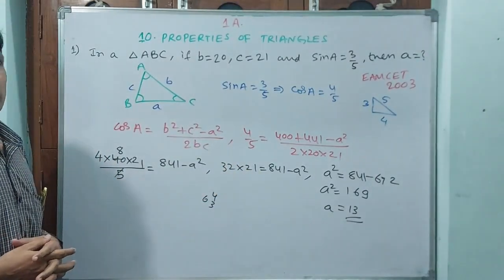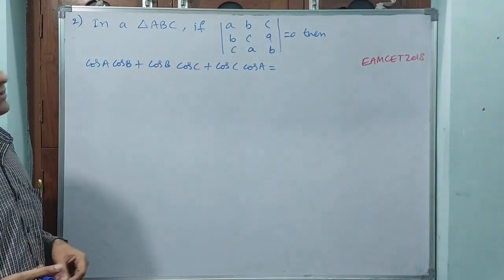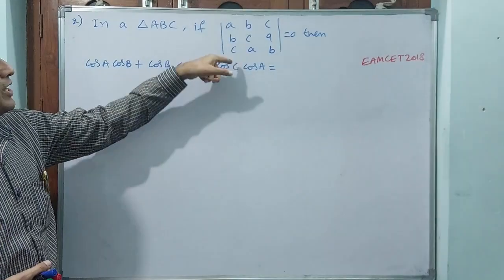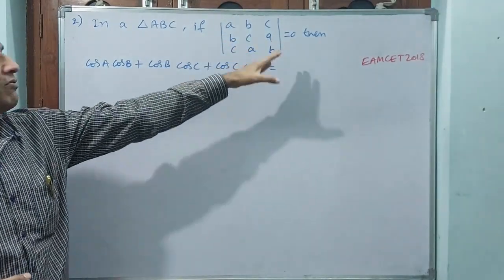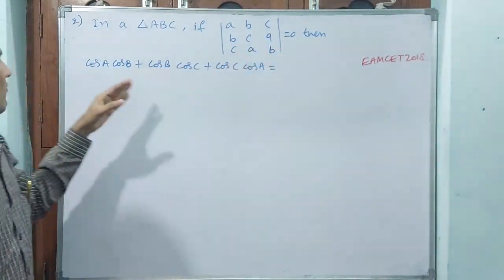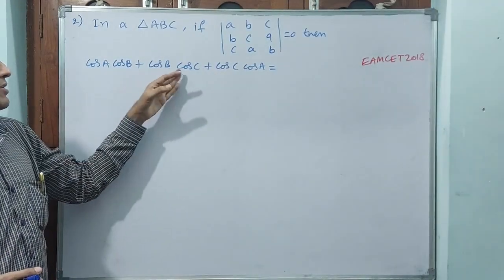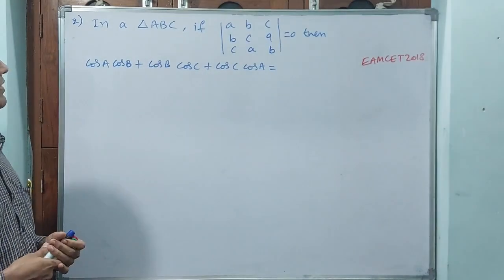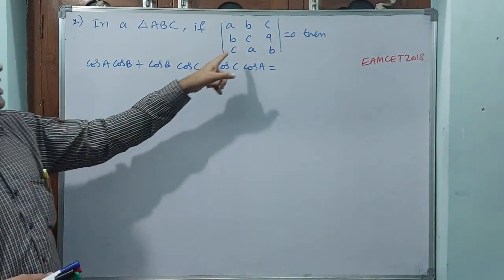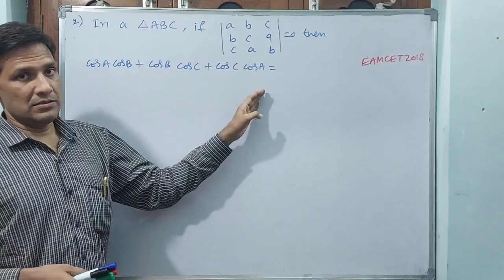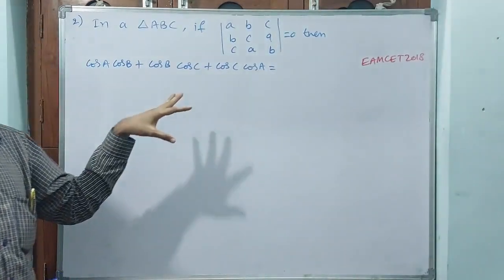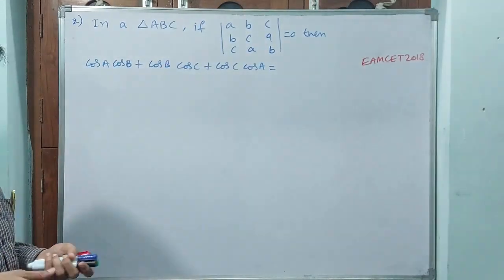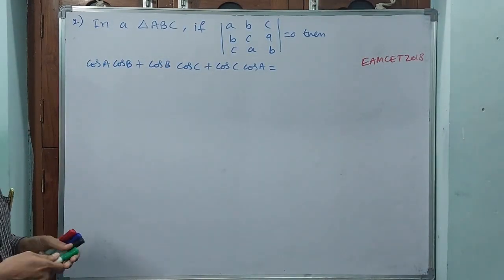Let us go for the second question. In a triangle ABC, if determinant of (a b c; b c a; c a b) is equal to 0, then what is the value of cos A cos B plus cos B cos C plus cos C cos A? Like they are asking. Here they have given sides and they are asking angles. If you look broadly, we seem unable to do this question, but let us try to solve this and see what will happen.